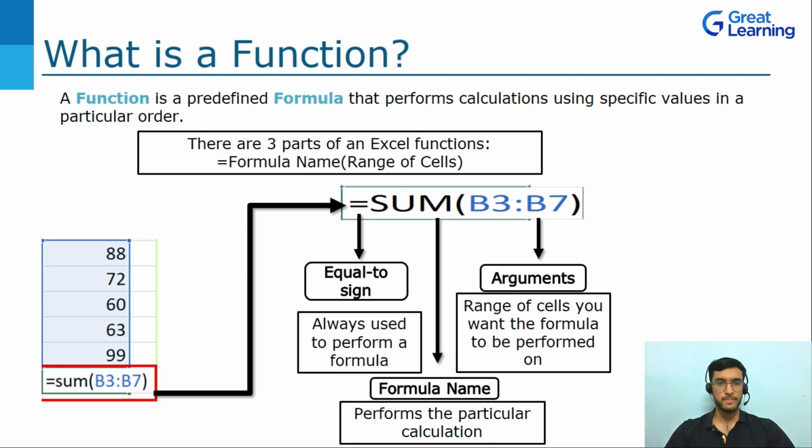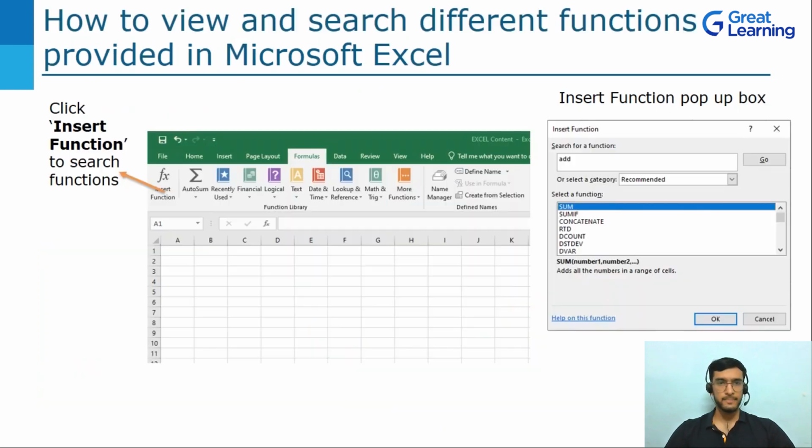Now, talking about functions, there are three parts of an Excel function, that is, the equal to sign, formula name, and arguments. The equal to sign should be self-explanatory now. The formula name is the name of the formula that performs particular calculations. Arguments is none other than the range of cells you want the formula to be performed on. Now, moving on to the next slide.